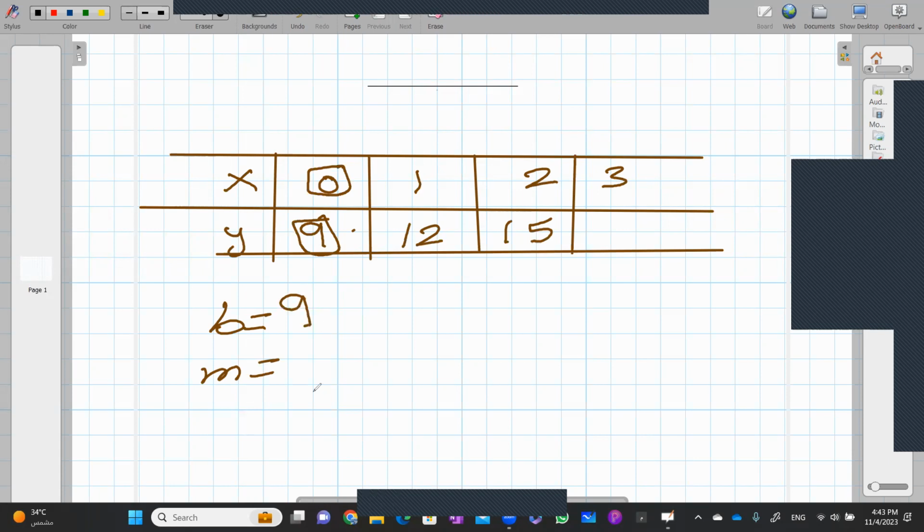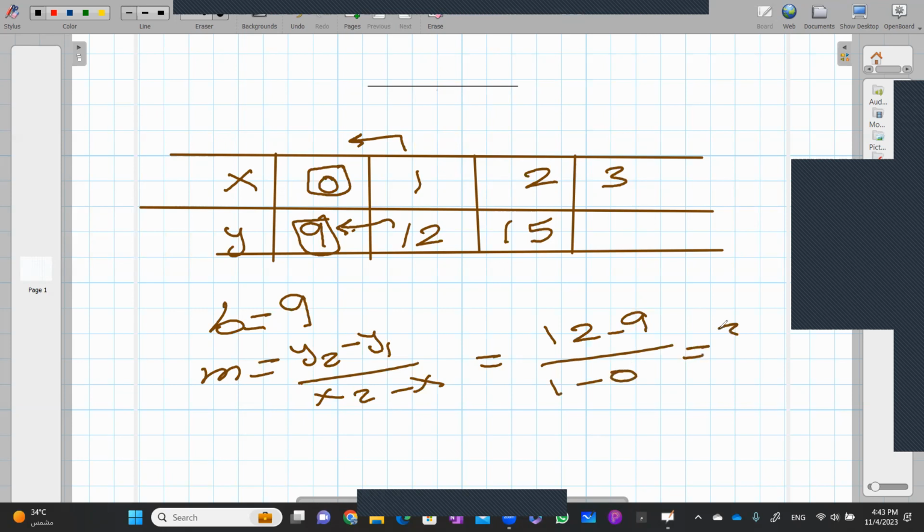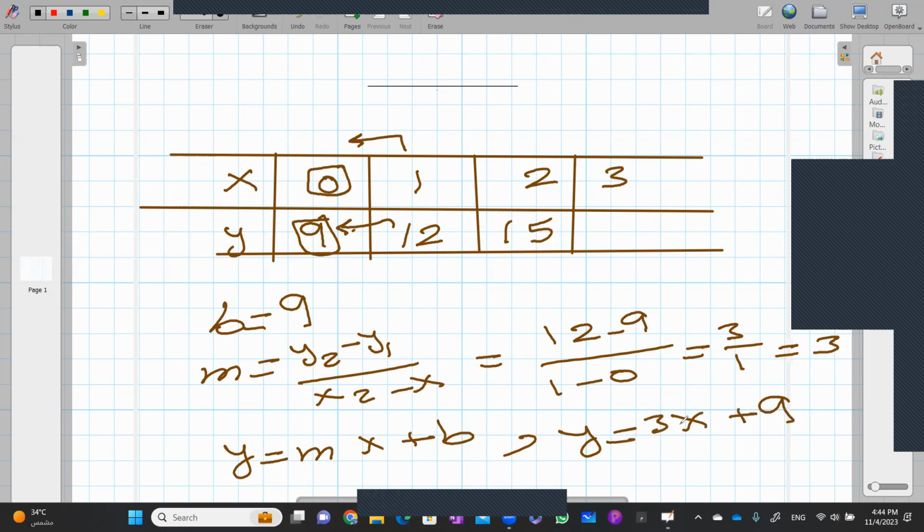b equals 9. m equals y2 minus y1 over x2 minus x1. Okay, then take any 2 points. If you take this point and this point, y minus y, then 12 minus 9, divided by 1 minus 0, equals 3 over 1 equals 3. After that, write the equation, y equals mx plus b, then replace m by 3, replace b by 9. Is it a proportional relationship? No, because we have here b is 9, not 0.